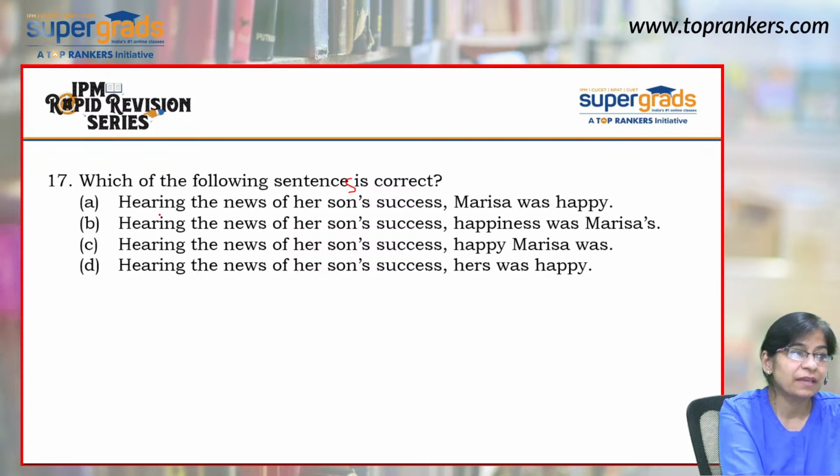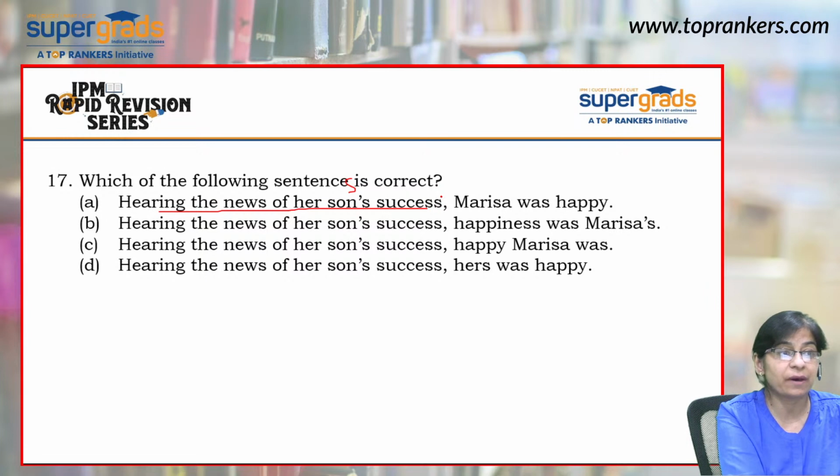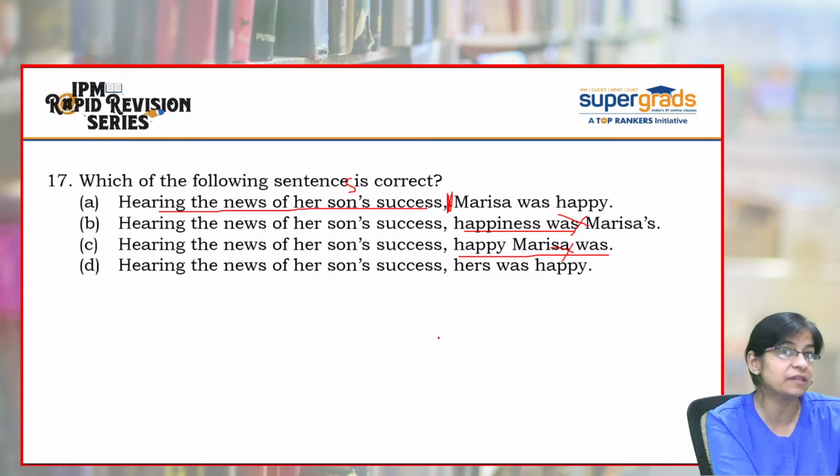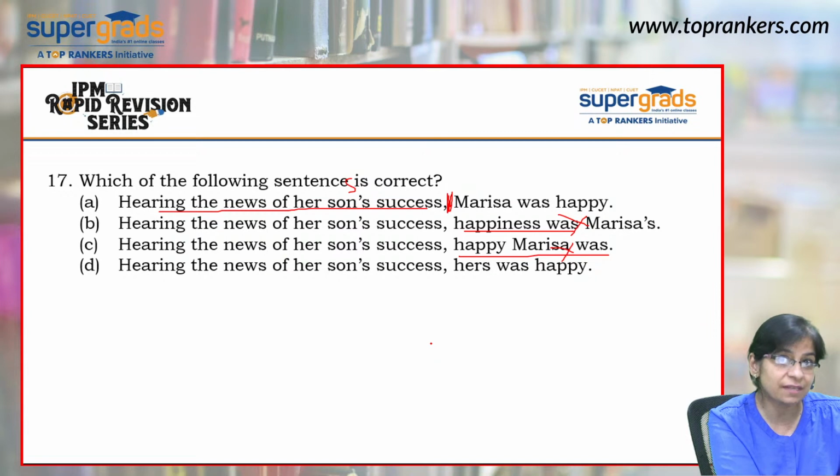See, hearing the news of her son's success, the first thing that you have to think about is that we need a subject here. So if it's happiness was Marissa's, happy Marissa was, these two can be outrightly eliminated because they are not even close to having a subject. Now see, hers could have worked like a subject of the sentence, but can we place it here?